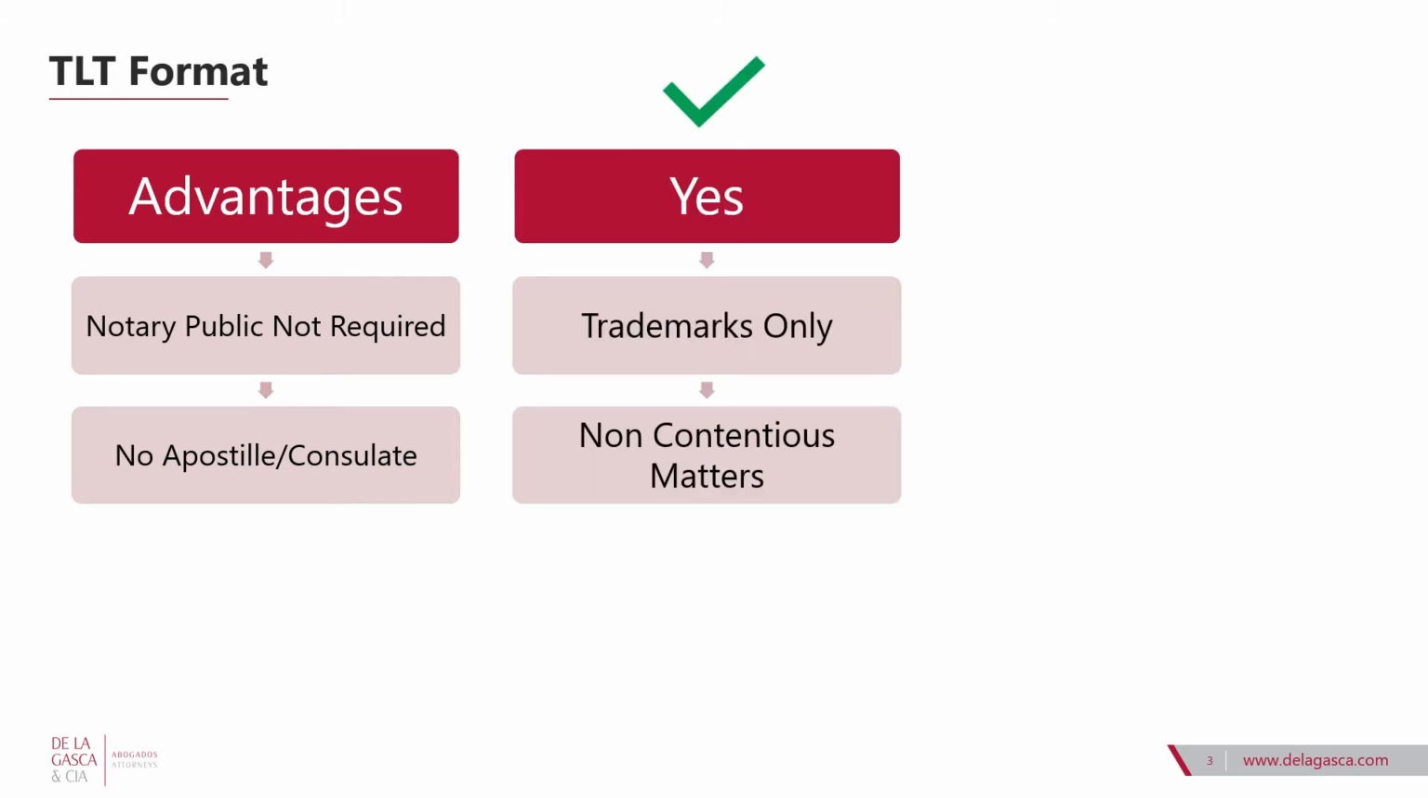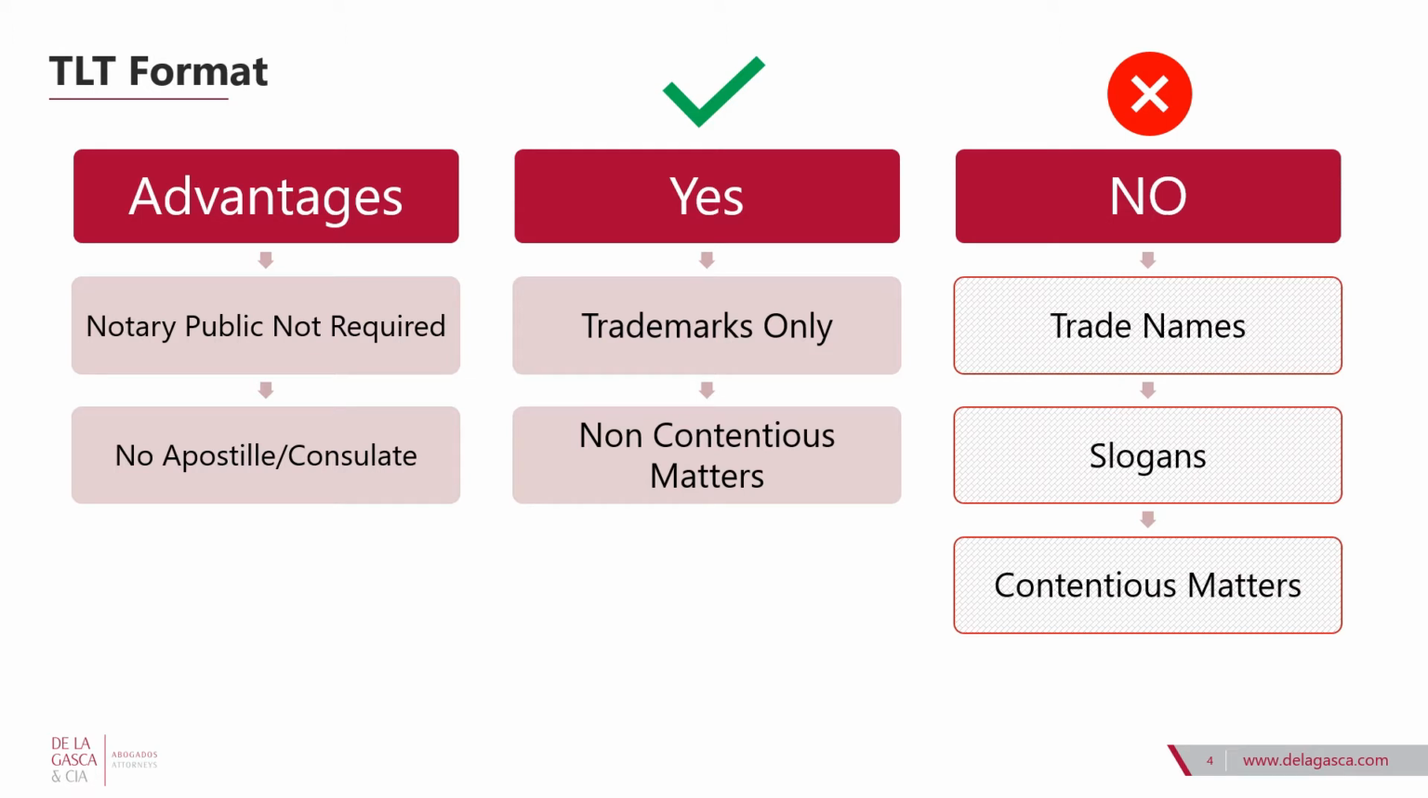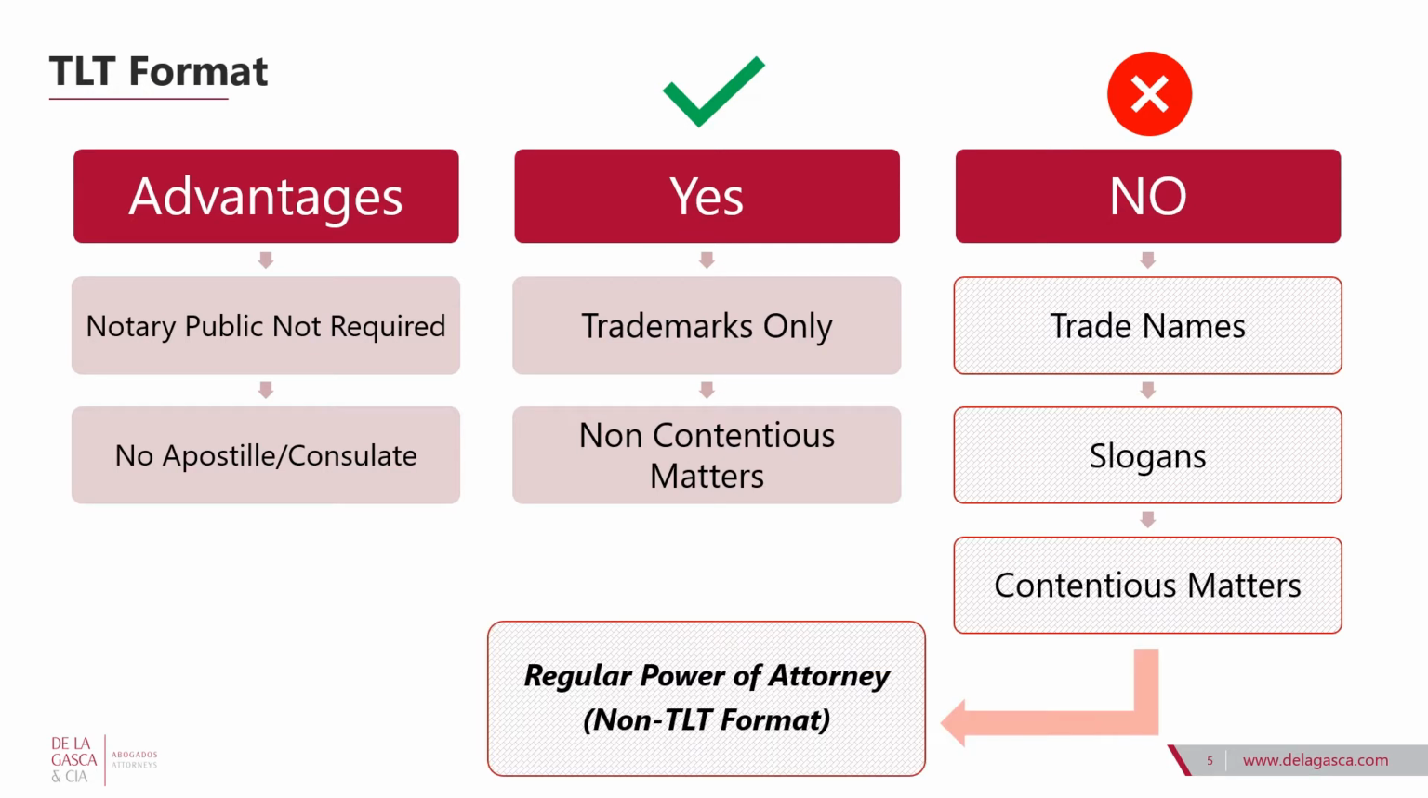This kind of power of attorney is useful for trademarks only and for non-contentious matter. However, it will not be useful when it comes to trade names, to slogans, or to contentious matters. In these kinds of cases, we will require instead a regular power of attorney, which means a power of attorney that is notarized and legalized or apostilled.